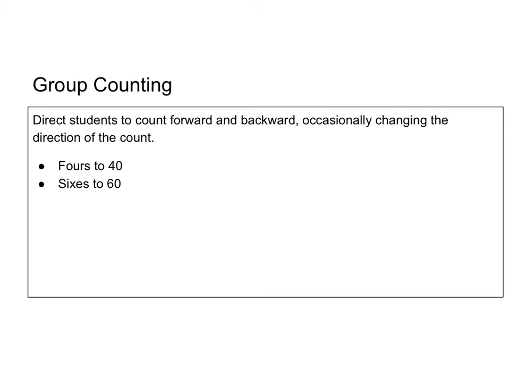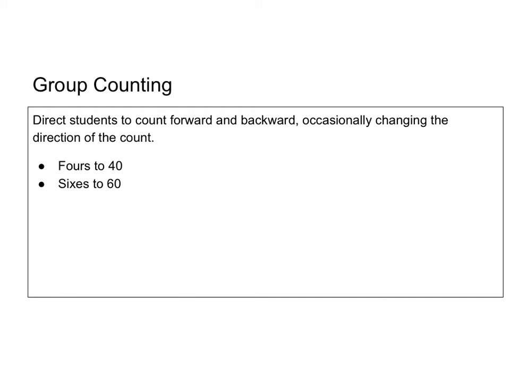4, 8, 12, 16, 20, 24, 28. Let's stop there and let's go backwards from 28 by fours. 28, 24, 20, 16, 12. And now let's go forward again from 12. 12, 16, 20, 24, 28, 32, 36, 40.